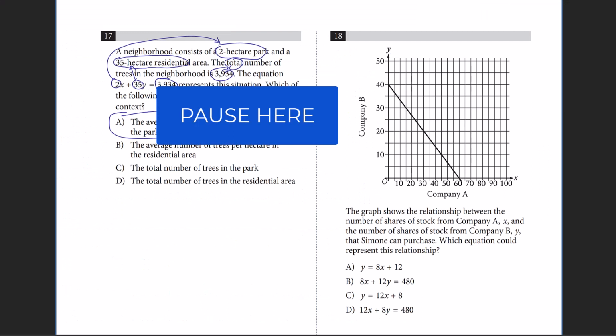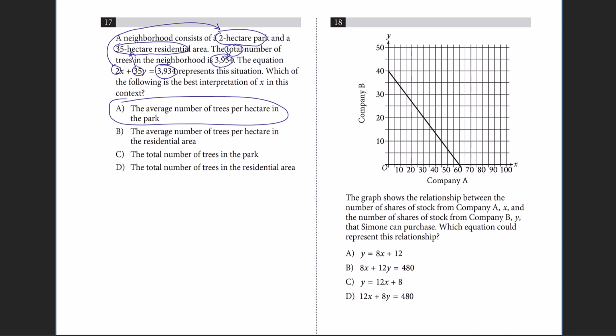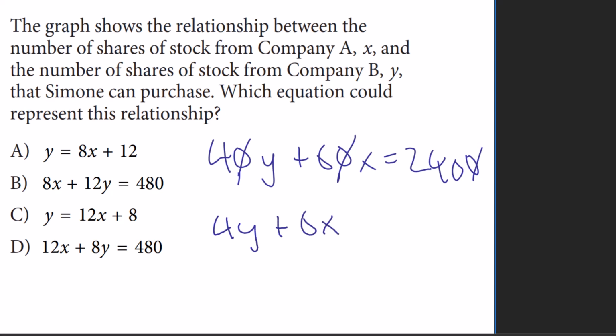Question number 18. Go ahead and pause the video and try to solve this. All right, so for a problem like this, there are actually a couple ways you can approach this. One way I'm going to show you is this. We've got 40y plus 60x is equal to, we're going to take the 40 and multiply that by 60, and that's going to give you 2400. All right, so you could actually reduce this down, and that's going to give you 4y plus 6x equals 240. And depending on what you want to do, you can reduce this down even more. I could get down to 2y plus 3x equals 120.